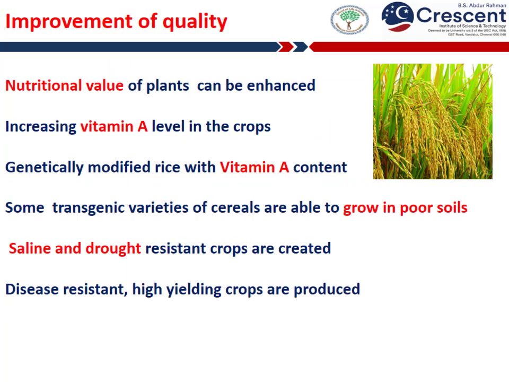When changes are made in the genome of the plants, the nutritional value of plants also increases. For example, some genes are inserted in the rice genome to increase the vitamin A level in the crop. Vitamin A is an important component for the eyes, and if vitamin A deficiency occurs in the body, it may result in blindness. This work has allowed scientists to reduce the rate of blindness in the world by giving genetically modified rice to the people. Some varieties of rice are also developed which have the ability to grow in poor soils and are drought resistant.